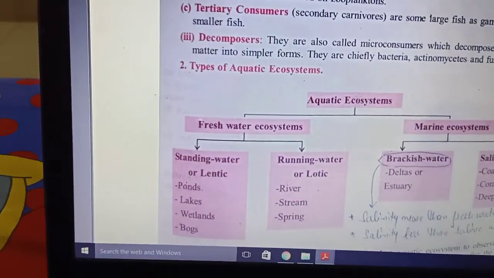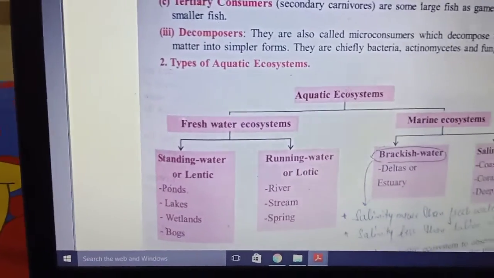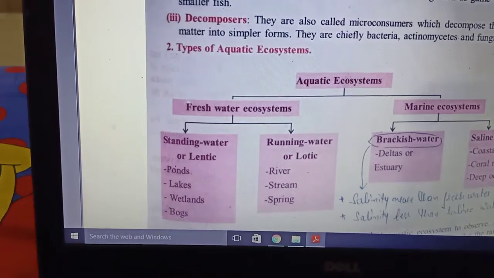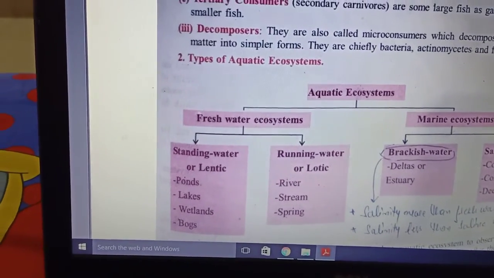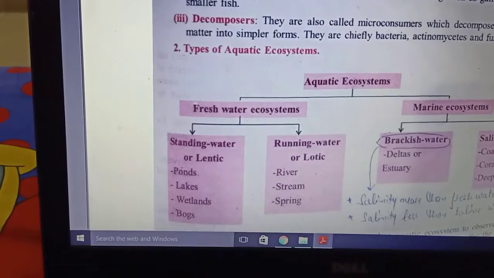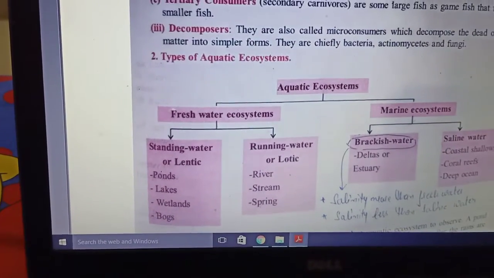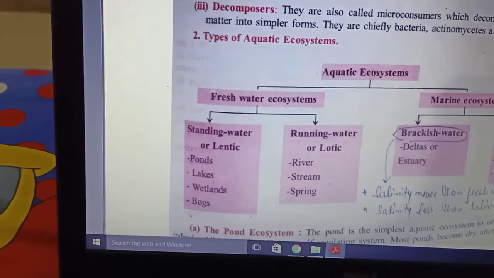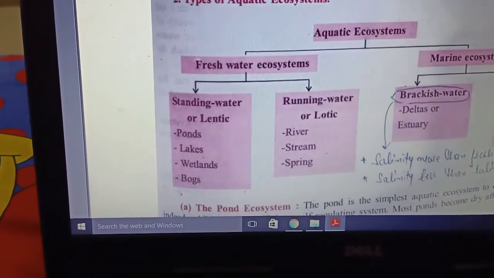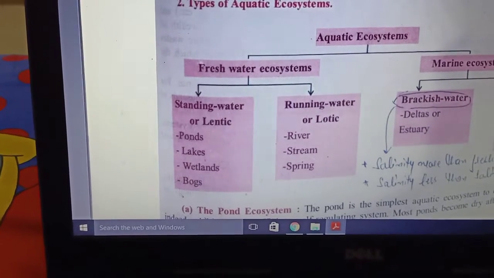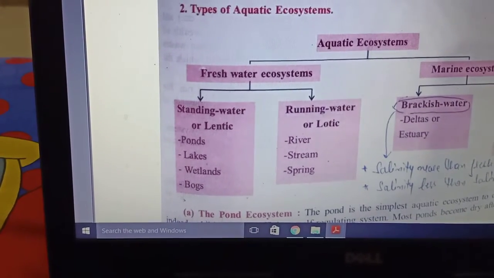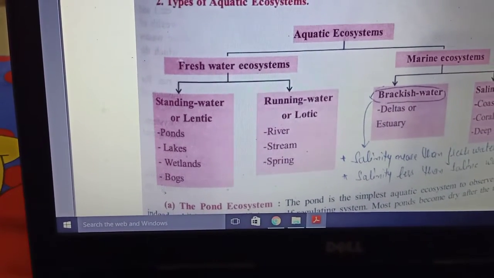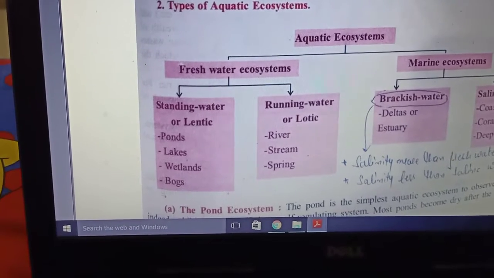So I am moving further to the classification of the aquatic ecosystem. There is a table, a flowchart is given. You can see the freshwater ecosystem and the marine ecosystem. Freshwater ecosystem has standing water, also called lentic. So ponds, lakes, wetlands, bogs are examples of freshwater ecosystem. Another part is running water or lotic, that is river, stream. And marine ecosystem, brackish water, deltas or estuary.